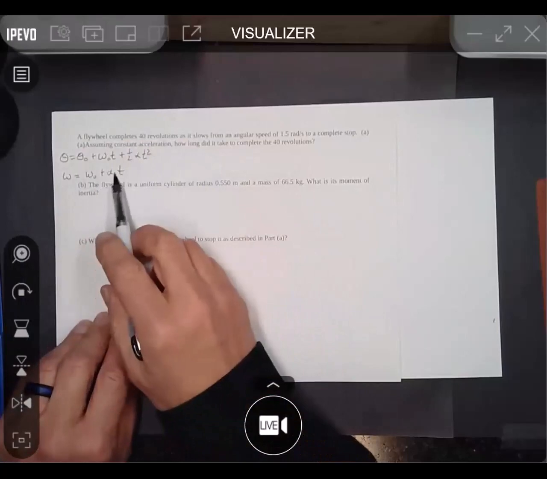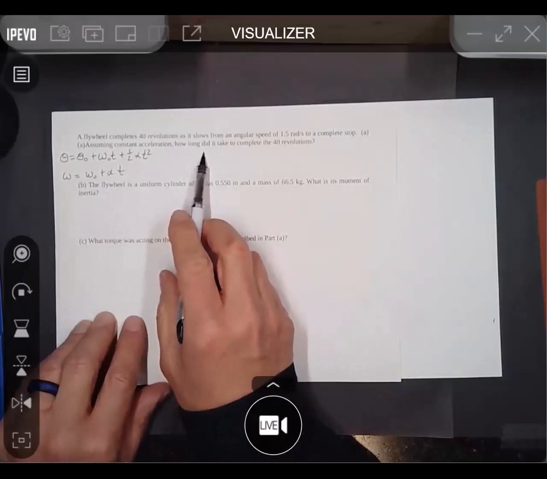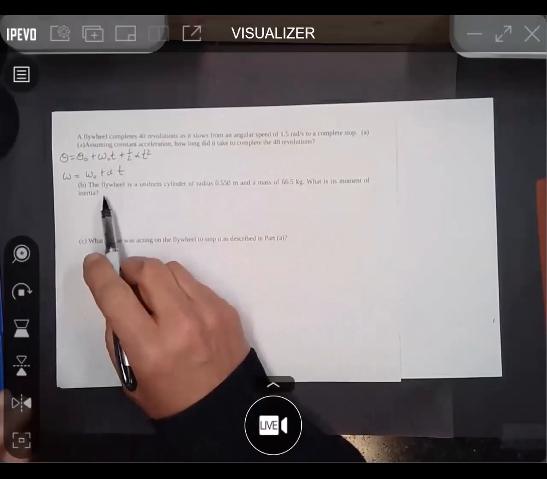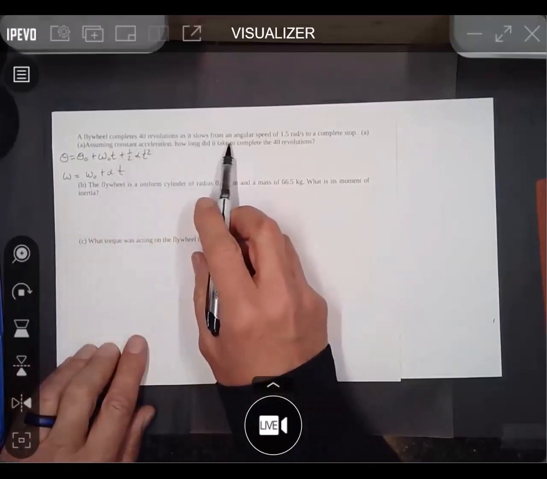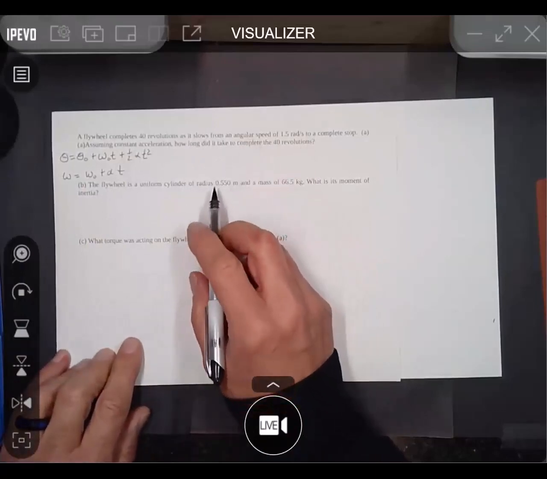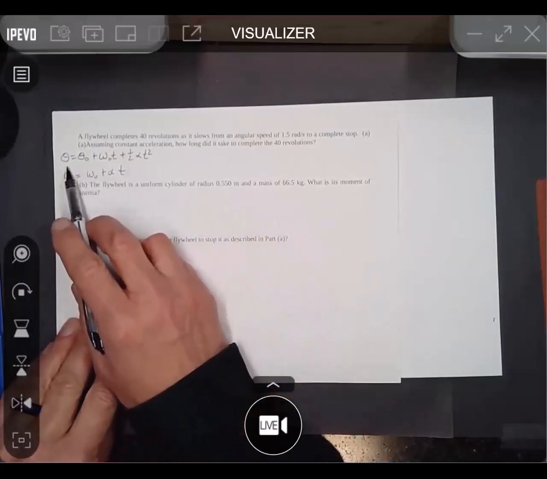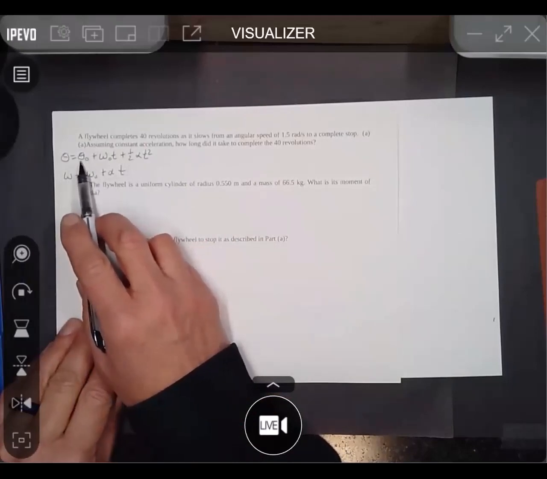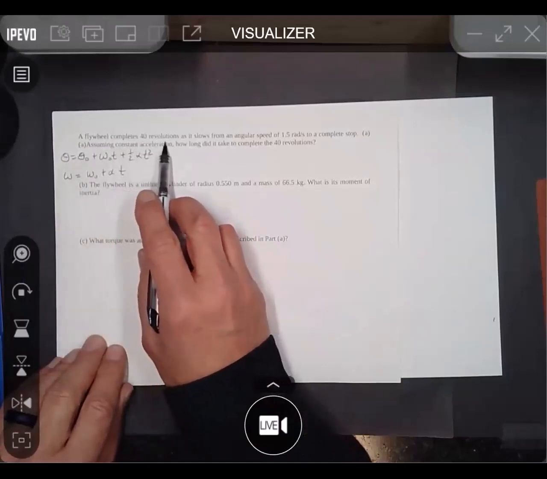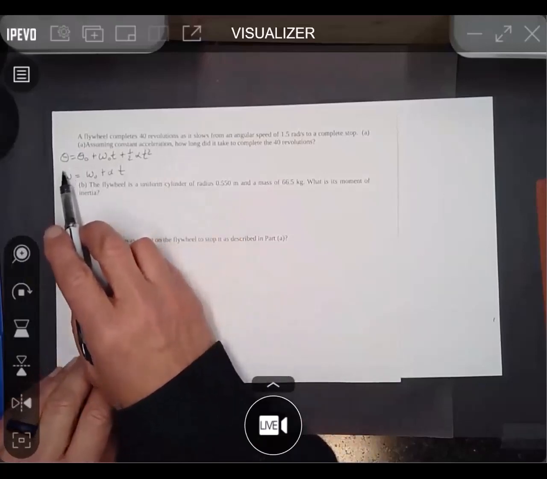Now, we don't know how long it's going to take to stop, and that's what they're asking here, and we don't know what the angular acceleration is. What we do know is how many revolutions it takes to slow the thing down to a complete stop. So we might do something that involves the theta and theta naught. We could think of theta naught as 0 if we want to, and the theta final as 40 revolutions times 2 pi radians per revolution. So it'd be 80 pi radians.